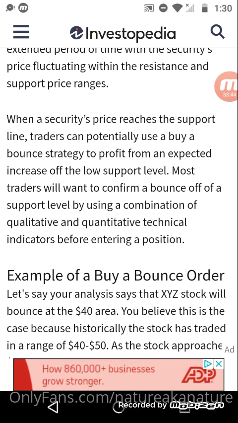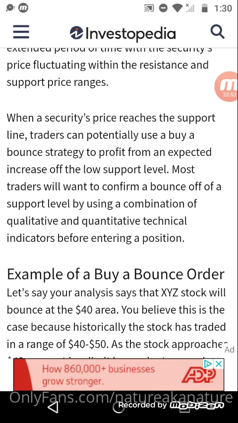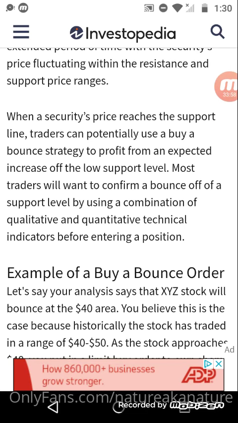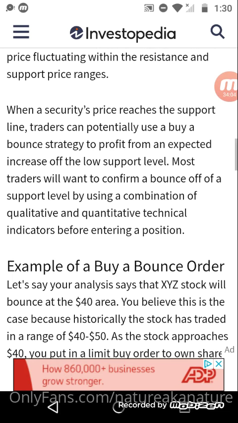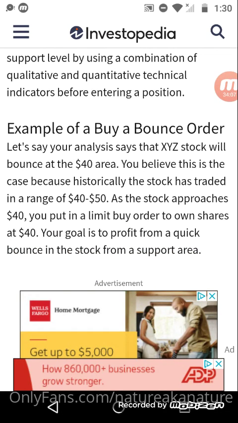It's called price action. We have to understand how price action works and how price bounces off of certain points before going back up or going back down in your direction. So once price hits the 40 range, because historically it has hit the 40 range and 50 range multiple times, it bounces off that 40 mark. Okay, we know that it bounced off the 40 mark and is going back up once it hits the 40 mark. So your goal is to profit from a quick bounce, and the stop from the support area will be 40.